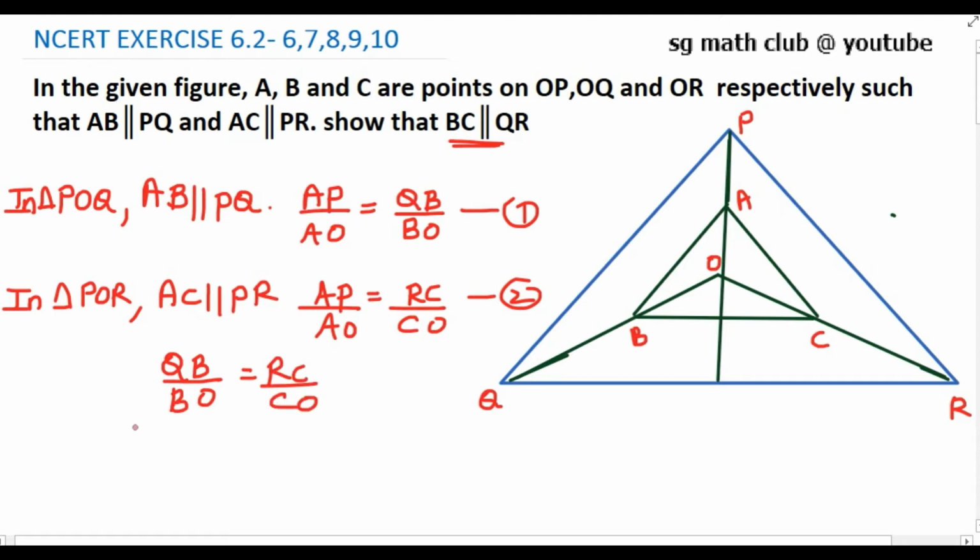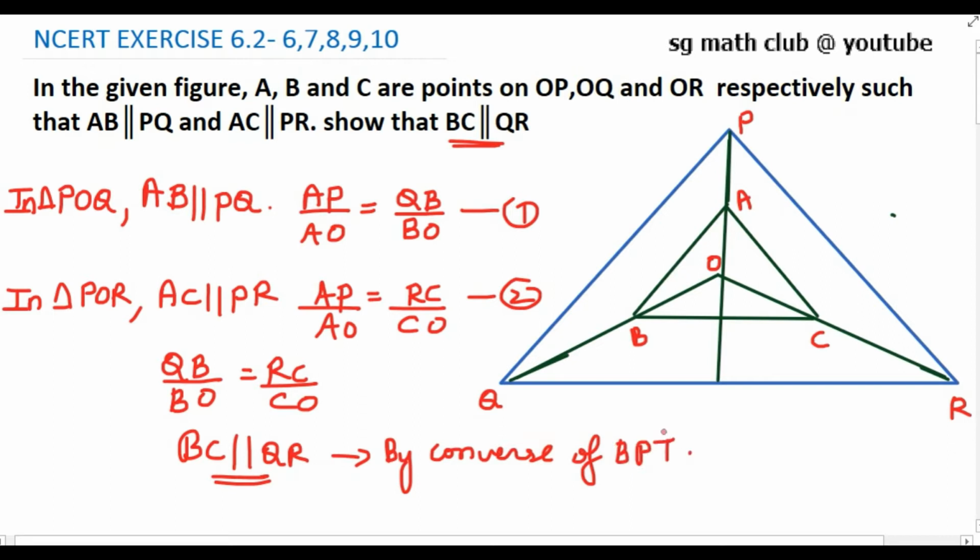Now by the converse of Thales' theorem, if the sides of the triangle are proportional, then we can say that the line is parallel to the third side. So I can say BC is parallel to QR by the converse of Thales' theorem, or the basic proportionality theorem.